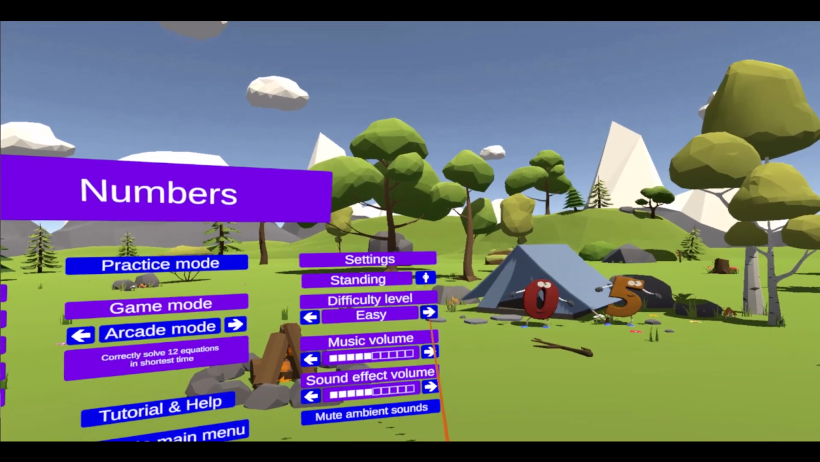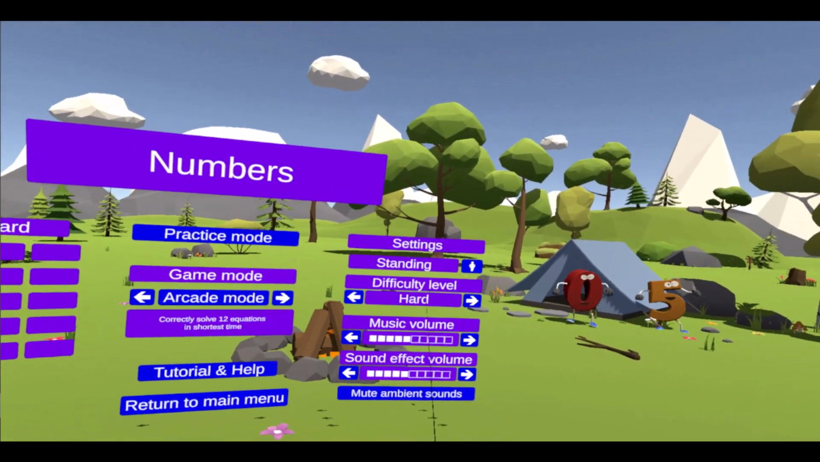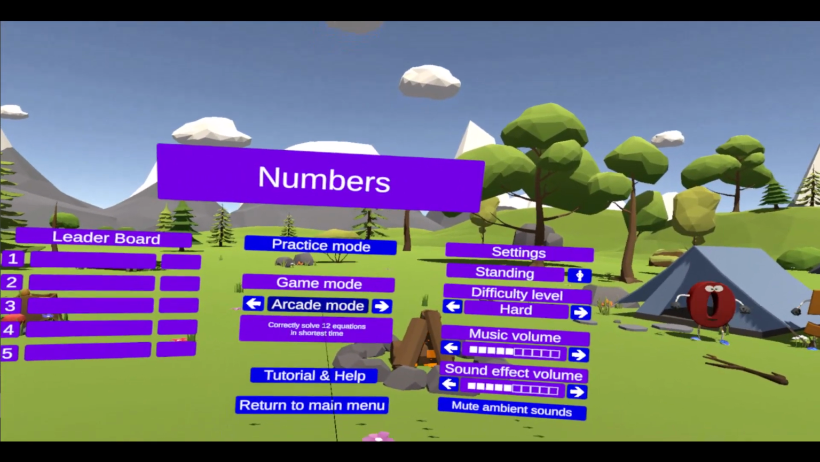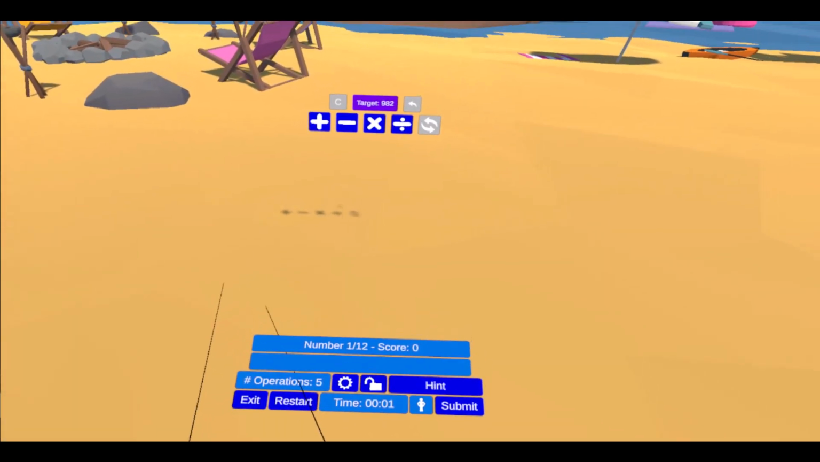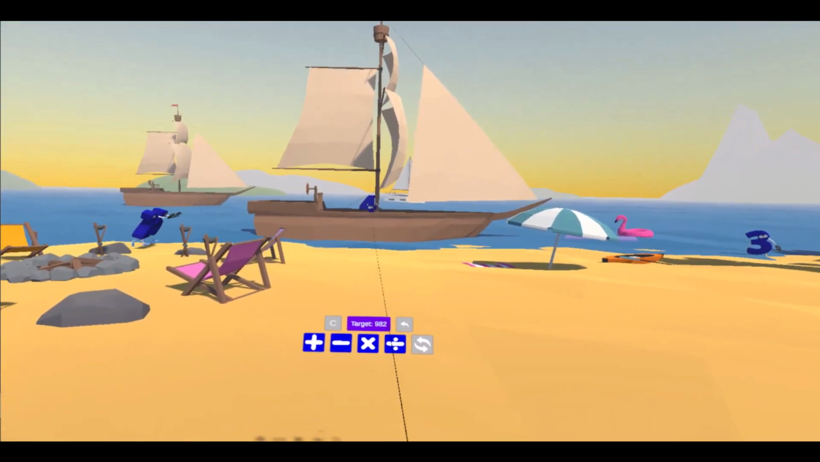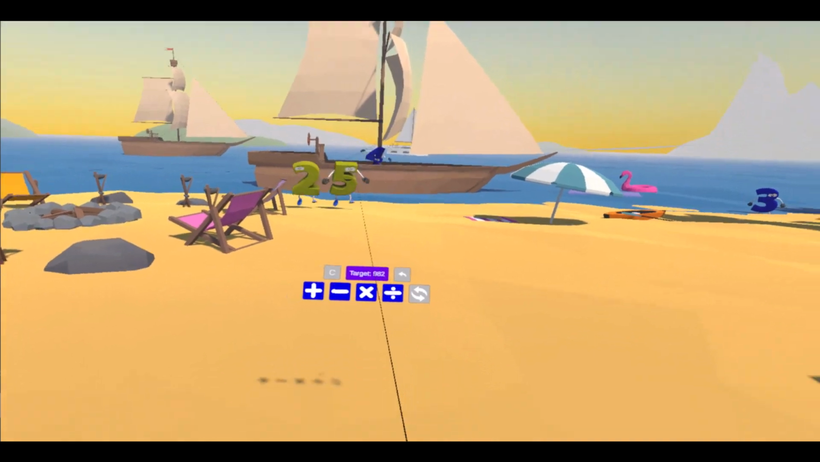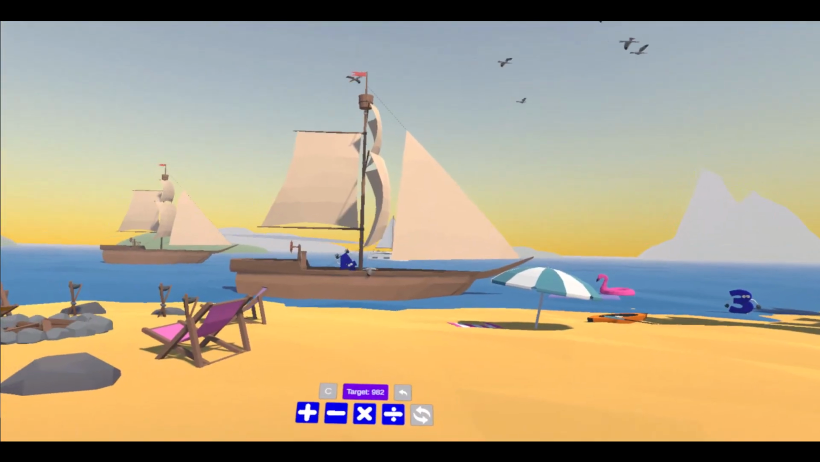Okay, so we're back out in hard mode. Now again, this is just more steps to basically complete the equation. So I'm in arcade, I'm in hard, and you can see the number of operations is 5. So my target is 982, so it's much harder than before. In this case, I'm going to take a hint. So it's 2 plus 50.